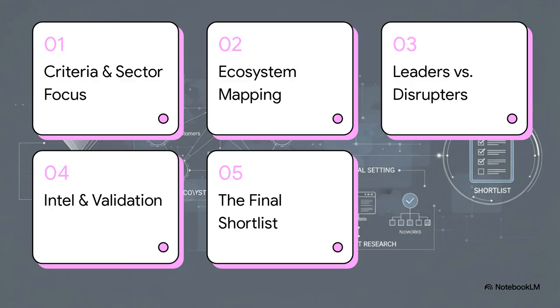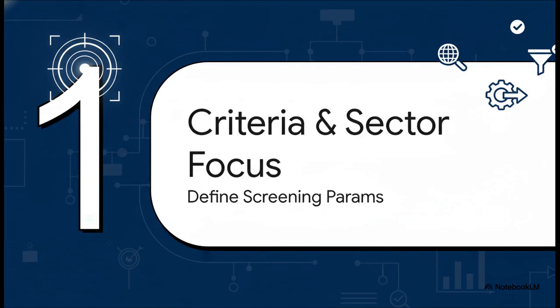Now, this structure is specifically designed to systematically and logically narrow the entire universe of potential targets. Each step builds on the last, reinforcing the strategic mandate until we have a specific, defensible shortlist that's ready for a board-level review. So, let's start with Phase 1.